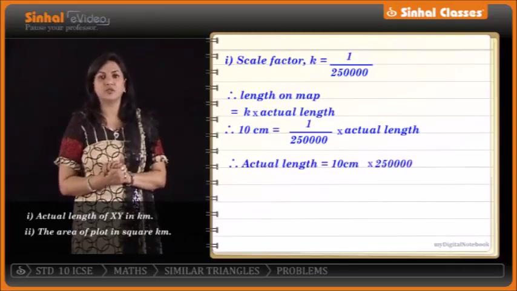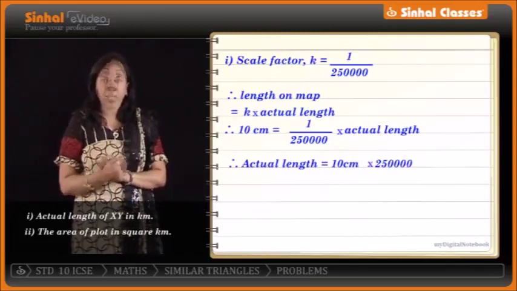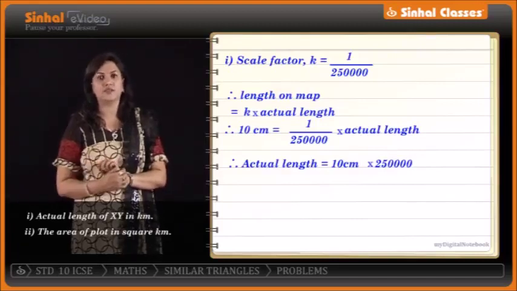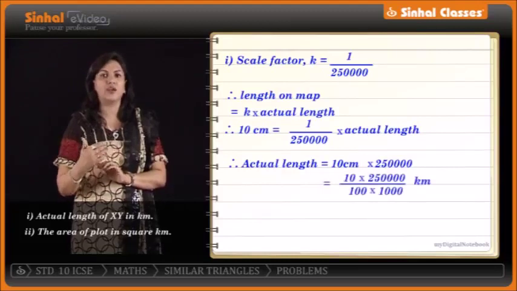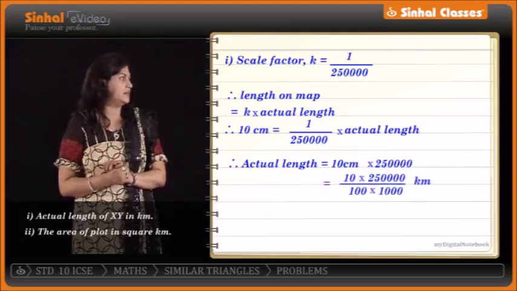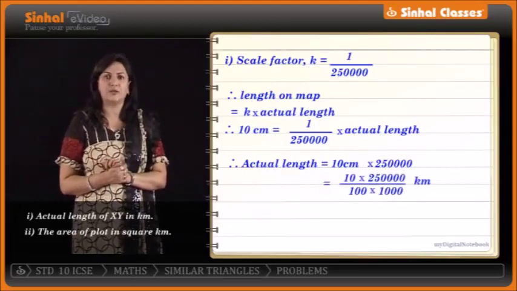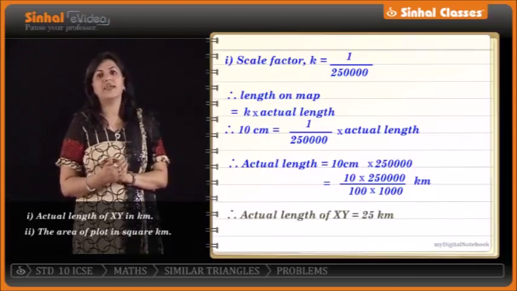But here we are told to write the answer in kilometer. We have in centimeter. How do we convert centimeter to kilometer? We divide by 100 into 1000. So we write this as 10 into 2,50,000 upon 100 into 1000 kilometer. Now we simplify this, we will get 25 kilometer. So we have the actual length of xy is equal to 25 kilometer.